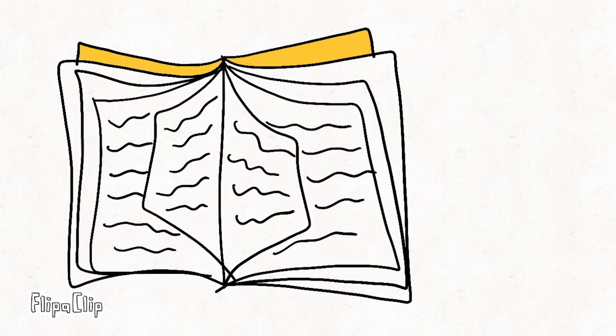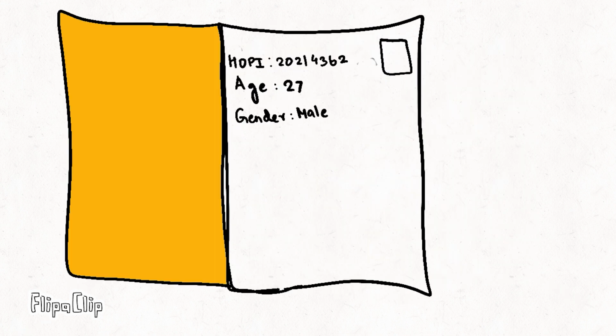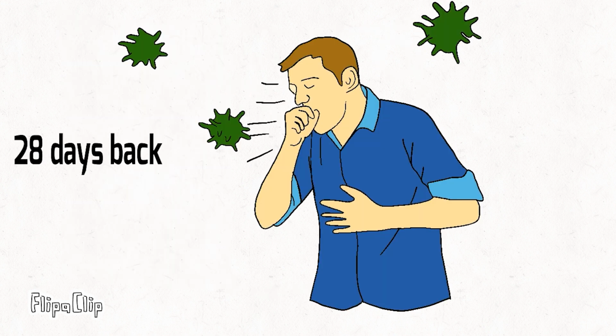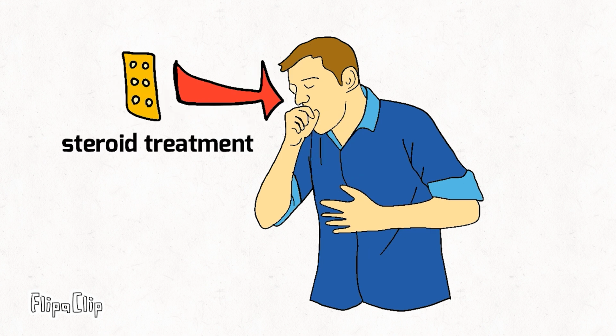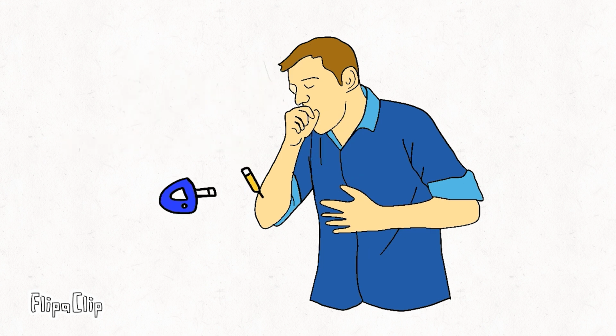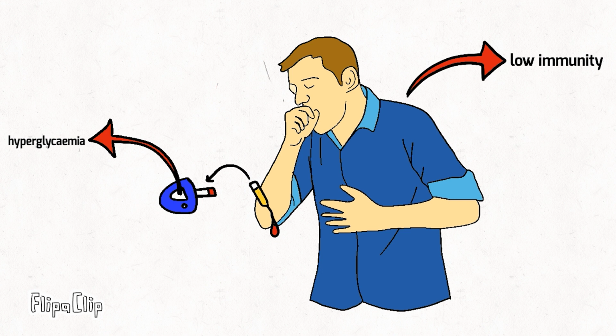Now we'll be seeing the case of a 27-year-old male who was admitted in the ENT department of SRMC. He was diagnosed with COVID 28 days prior to this and was put on steroid treatment. He developed hyperglycemia and low immunity. He presented with loss of vision in both the eyes and ptosis.